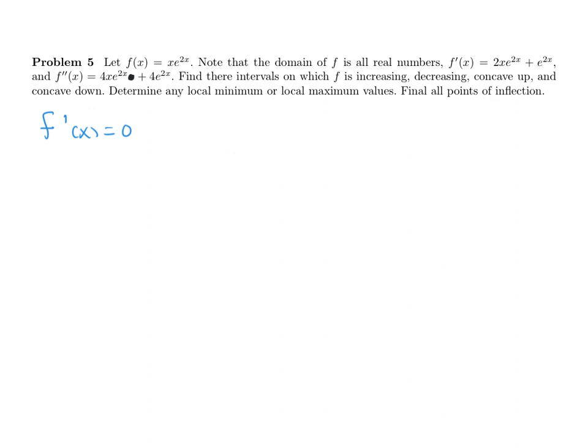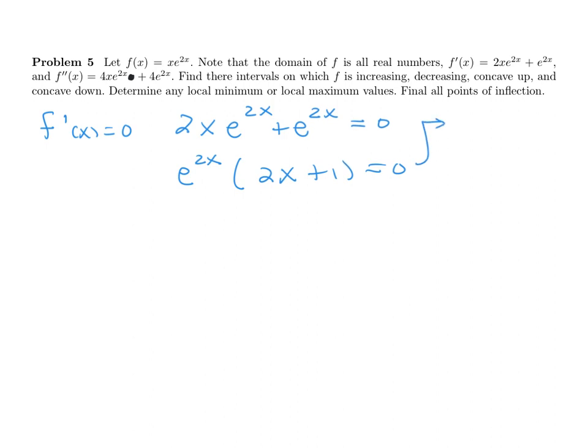So for the first derivative, that is 2x e to the 2x plus e to the 2x. So we don't actually have to take the derivative. It's given to us in this problem. Where is this thing equal to 0? I'm going to factor this. You can factor out an e to the 2x. And what is left over is 2x plus 1. This thing is equal to 0 wherever 2x plus 1 is 0. This is always positive. And 2x plus 1 equals 0 if x is equal to negative 1/2, because you would subtract 1 and divide by 2.